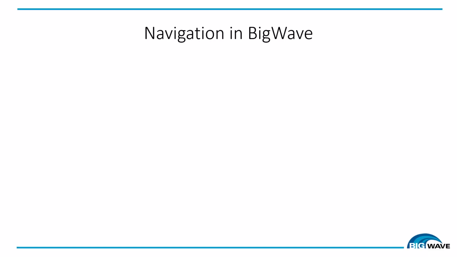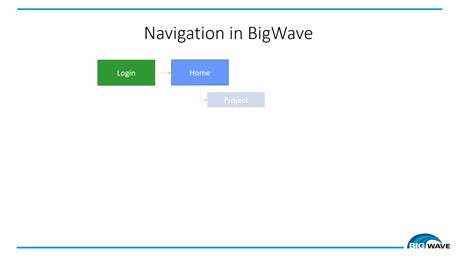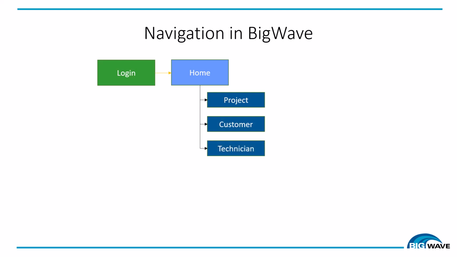Like any application, you are assigned a username and password by your BigWave admin. You enter these items on the login screen. Once logged in, you are taken to your home screen. Assuming login permissions allow, you'll have access to projects, customers, technicians, partners, and asset types. Each of these are jumping off points to access other items in BigWave.